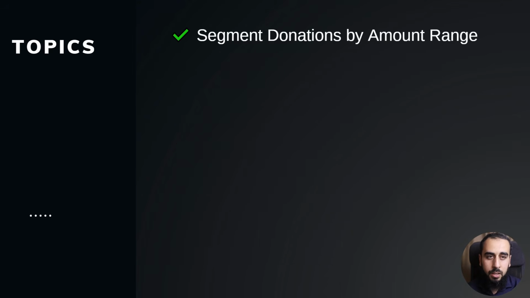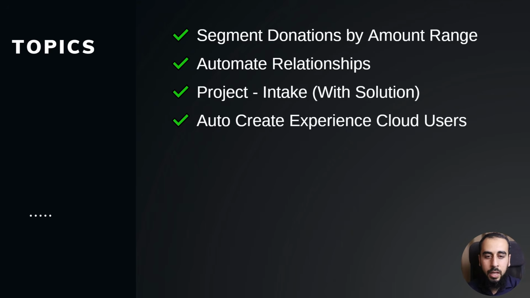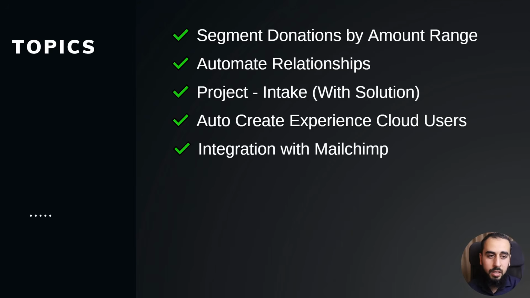We'll have segmentation by amount range on gift transactions or donations for the purposes of using something like a collection filter. We'll automate relationships. We're using the record triggered flows there. We'll then have a project, an intake process project with a solution. This one is fairly large. There's a ton going on with this project. And then we will see how to create Experience Cloud users automatically. And this is where we could see things like the mixed DML error, how to work with setup and non-setup objects. We'll integrate with MailChimp with HTTP callout.